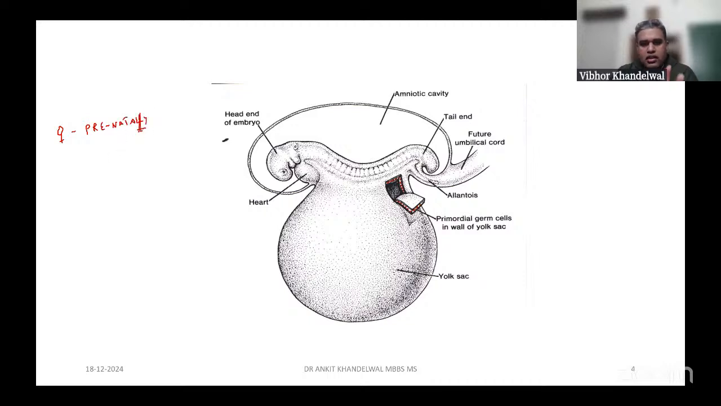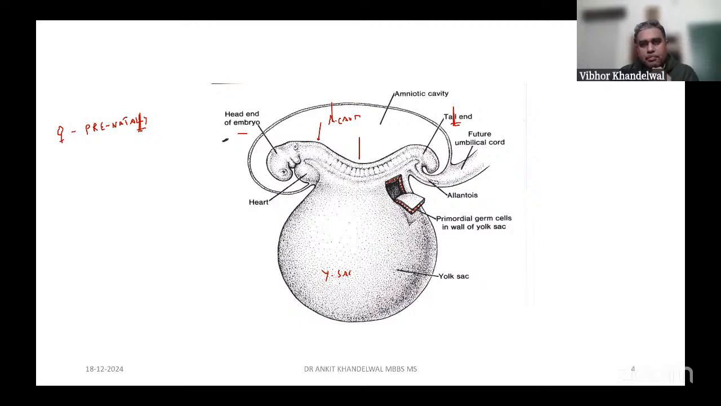Now here in this image, what you're seeing is a developing embryo. Yes or no? You're seeing a developing embryo with a head end over here, a tail end over here. And this all is a yolk sac. And above you have this amniotic cavity. Imagine it to be a developing female.